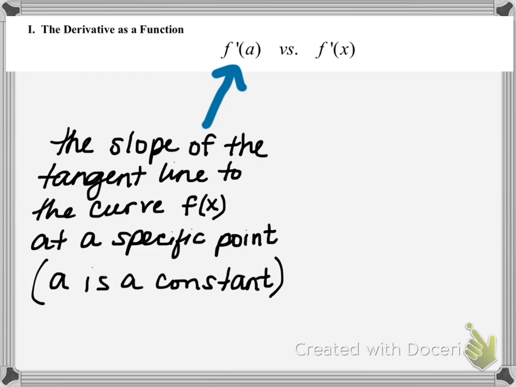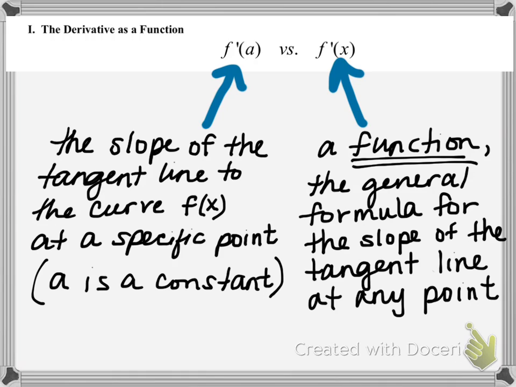And that's the main difference, because when we write f prime of x, then we're talking about a function. Think of this as the general formula for the slope of the curve at any point on f of x. So when we compute f prime of a, we expect our answer to be a number, because generally we'll be given an a value. But when we compute f prime of x, then our answer is going to be a function, meaning that it's probably going to have x's in it. And it represents this general formula for the slope at any point on the curve.